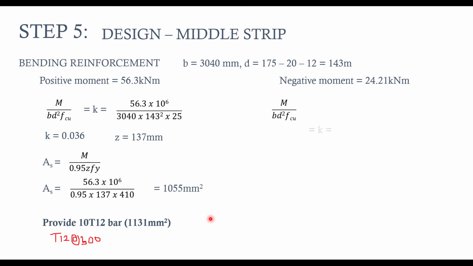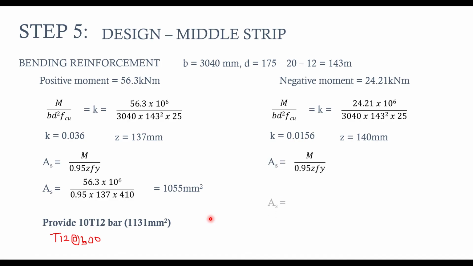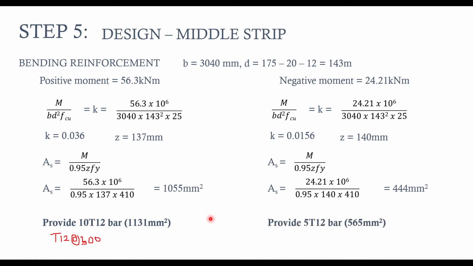We calculate K. Then from there, just substituting for your B and D and FCU, you get K equals 0.016156. Then you calculate your Z. From there, you calculate the area of reinforcement required, which is going to be 444 millimeter square. So you do the same thing. You provide reinforcement. So this is providing 5 number of T12, 12 mm reinforcement. This gives us an area of 565.